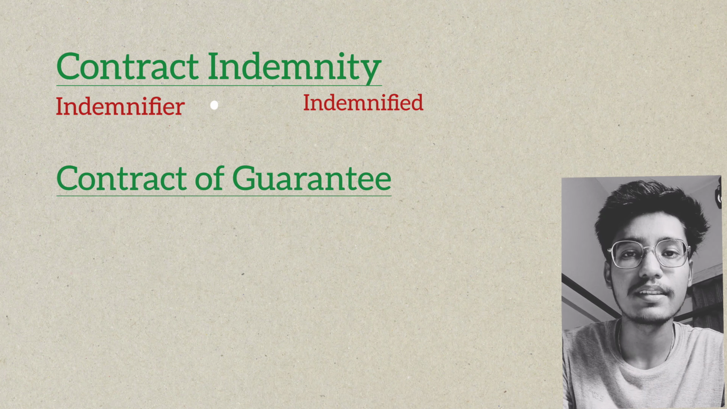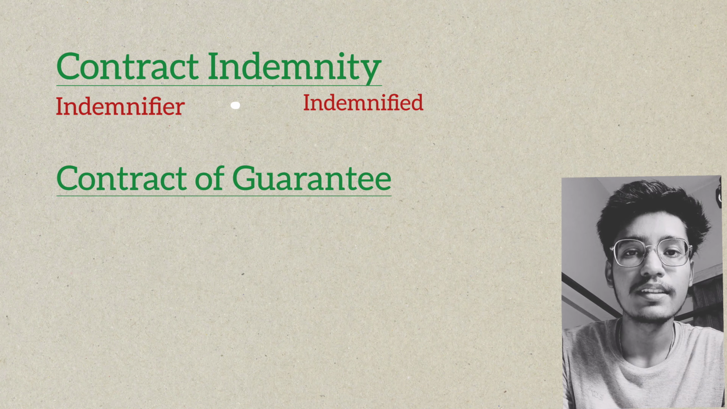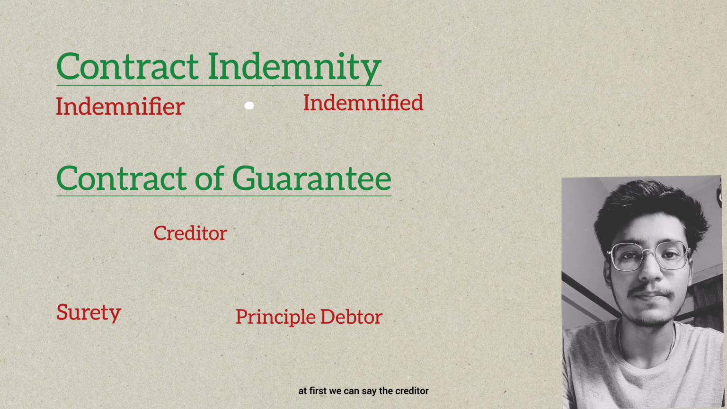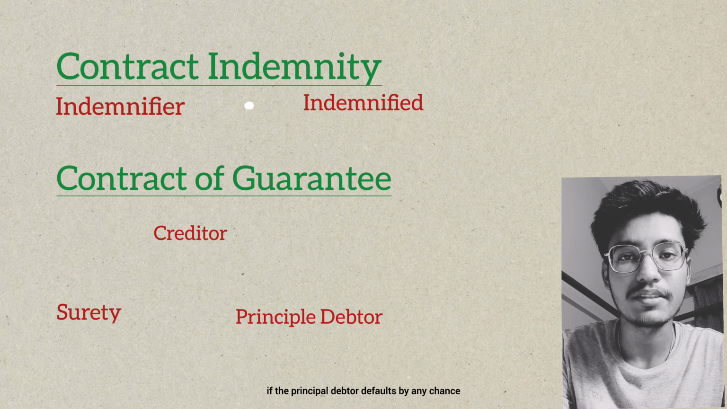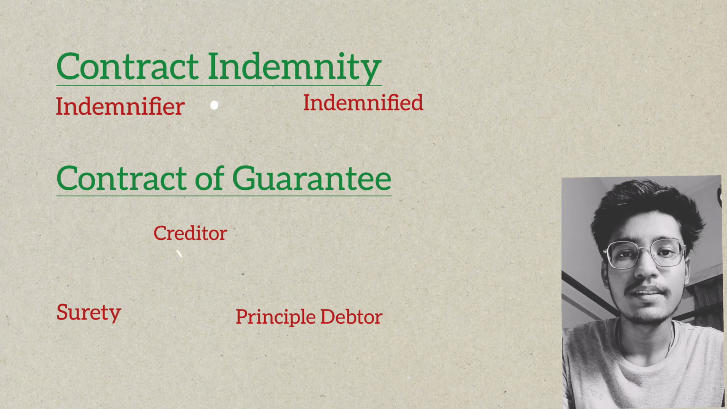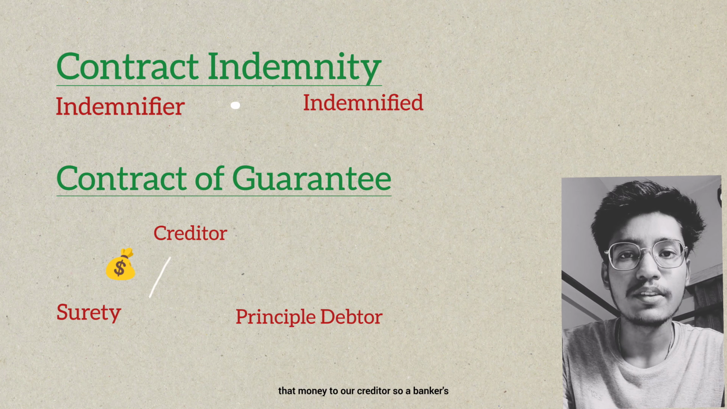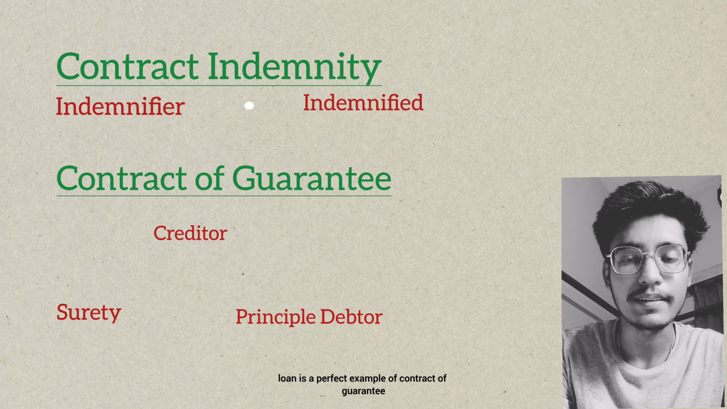In a contract of guarantee, there are three parties and three agreements between them. The three parties are the surety, the creditor, and the principal debtor. At first, we can say the creditor is the one giving the money, and the principal debtor is the one borrowing the money from the creditor. And the surety is the person who, if the principal debtor defaults by any chance, will do the responsibilities of the principal debtor, that means pay that money to the creditor. So a banker's loan is a perfect example of a contract of guarantee.